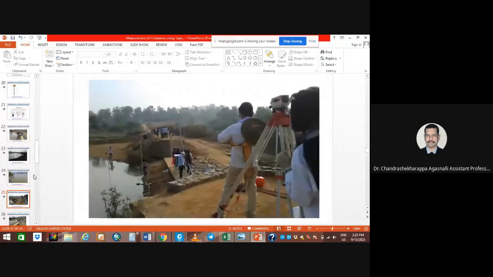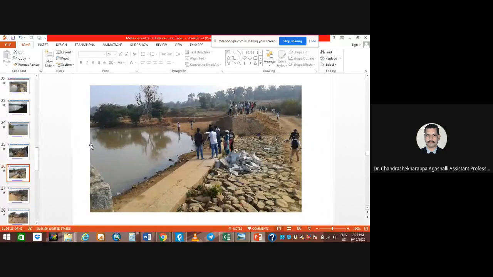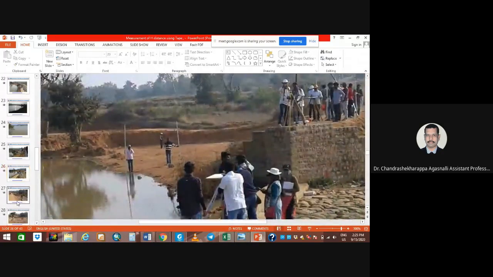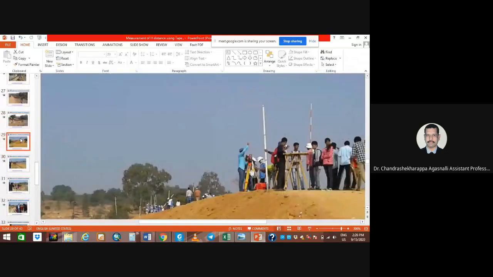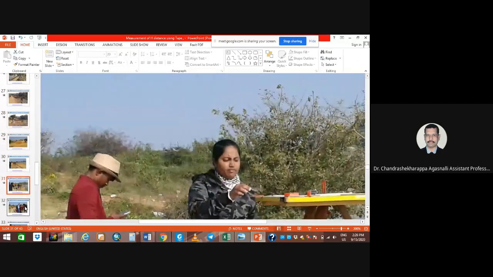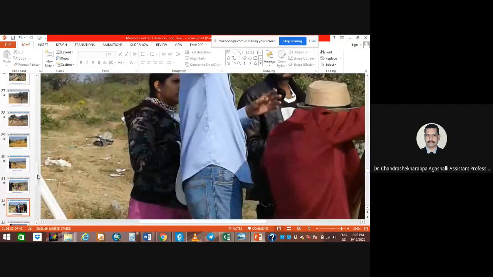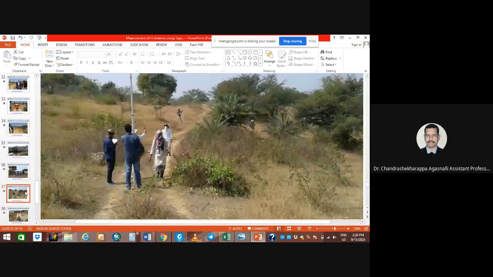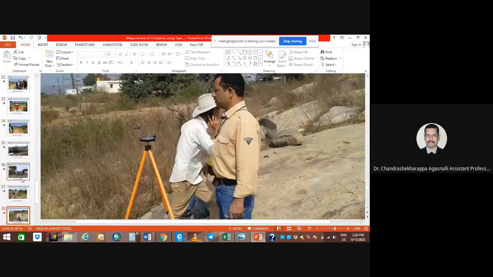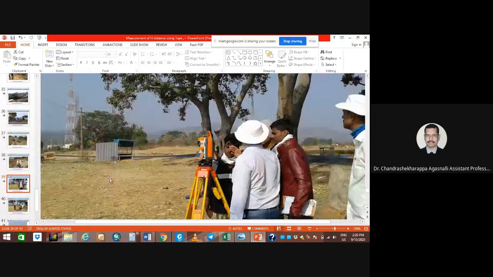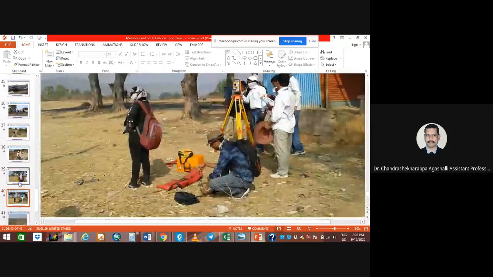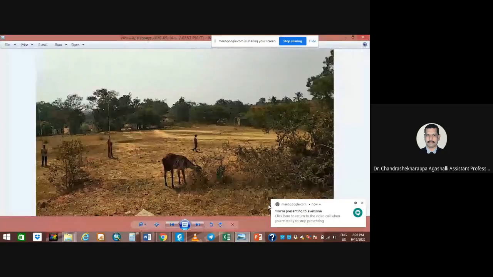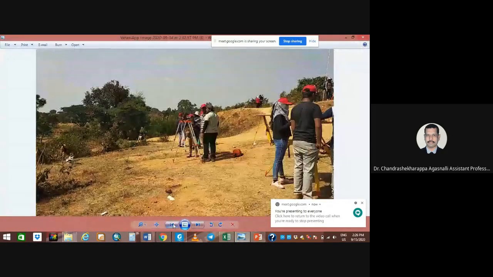Okay, no. Nobody is using the cross staffs here. No, here not. We are not using. Let me show some of the photos here. Yes, I think we are using the cross staffs here.